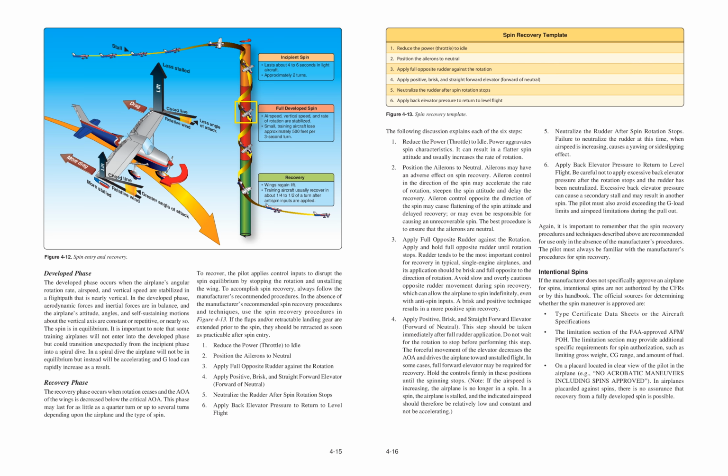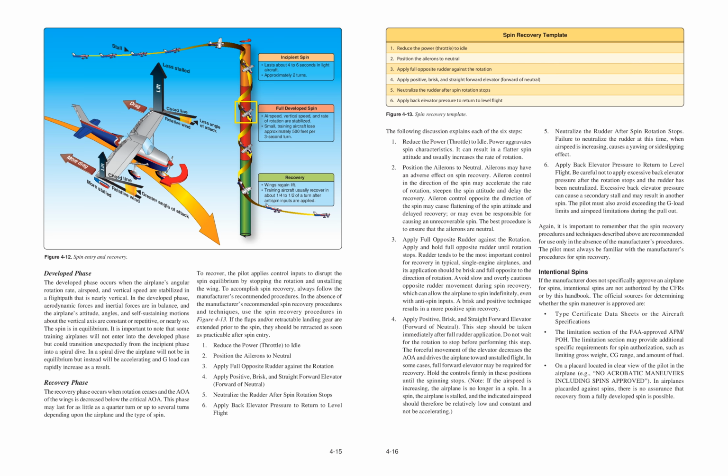The recovery phase occurs when rotation ceases and the AOA of the wings is decreased below the critical AOA. This phase may last for as little as a 1/4 turn or up to several turns depending upon the airplane and the type of spin. To recover, the pilot applies control inputs to disrupt the spin equilibrium by stopping the rotation and unstalling the wing. To accomplish spin recovery, always follow the manufacturer's recommended procedures. In the absence of the manufacturer's recommended spin recovery procedures and techniques, use the spin recovery procedures in Figure 4.13.